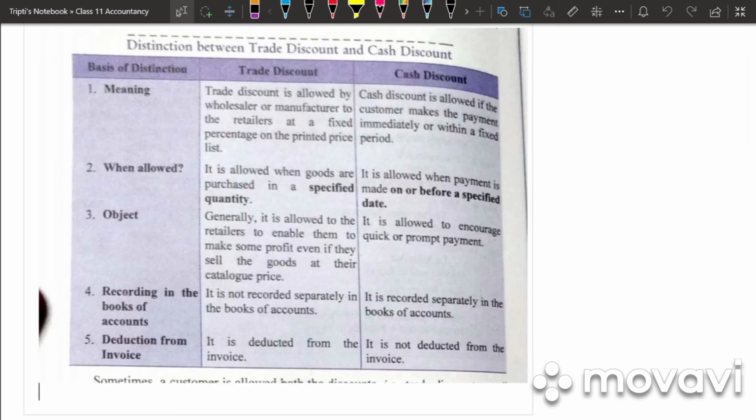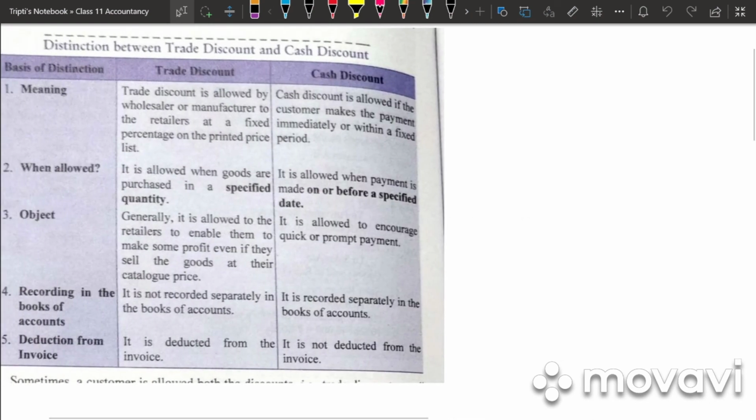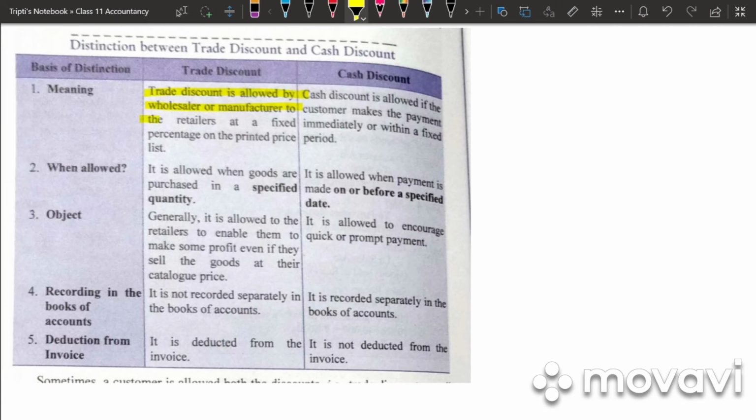Take down the next side heading, differences between trade discount and cash discount. So first, what is the meaning of trade discount? Trade discount is given by the wholesalers or manufacturers to the retailer when it is purchased in large quantity. But what is cash discount? It is only allowed when the customer will make the payment on time. So trade discount is allowed by the wholesaler or manufacturer to the retailers at a fixed percentage on the printed list.